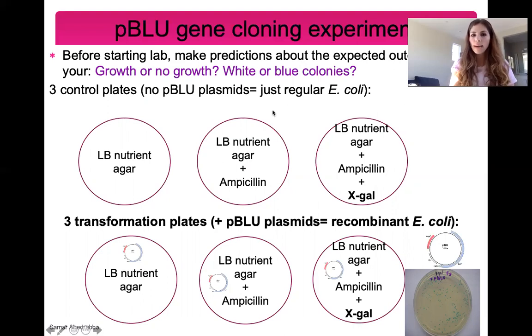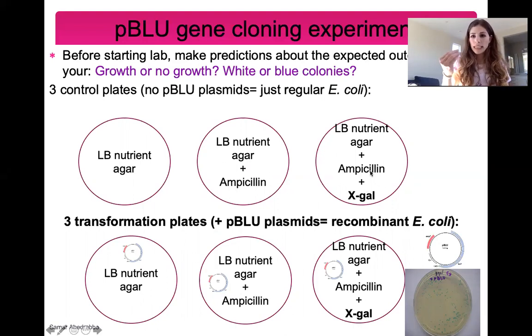So again, to recap, if we take just regular E. coli, not the transformed one, nothing to do with pBLU, and you plate it on a regular agar plate, you're going to see growth. If you add ampicillin to that agar, you should not see any growth because ampicillin is an antibiotic and it kills bacteria. And if you plate it on a plate that has ampicillin and X-gal, which is just a lactose analog, you should again see no growth because of the ampicillin.